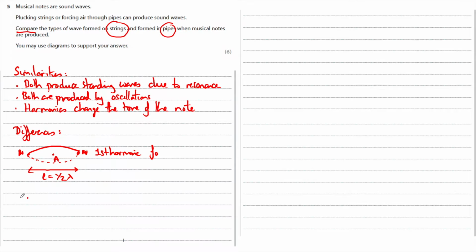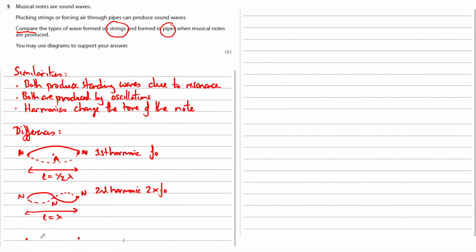So the next one, keeping the same size, I've got a node in the middle. I've got 2 loops now. And the length of that is going to be a whole wavelength this time. And this is the second harmonic. And it's twice the fundamental frequency. So already the examiner can see I understand that totally. And I'm going to do the third harmonic now.